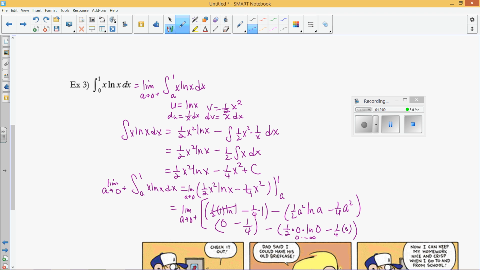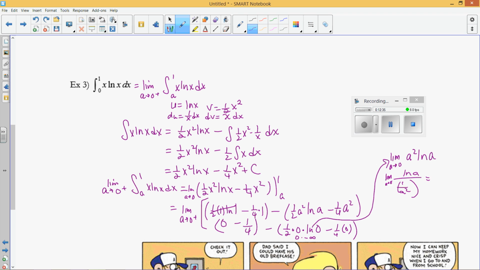L'Hopital. So if I come over here and off to the side and say, all right, I'm taking the limit as a approaches 0 of a squared ln a. If I go to 0, this is again 0 times negative infinity. So I'm going to write it as a fraction. Ln a divided by 1 over a squared. If I plug in 0 now, this is infinity over infinity.